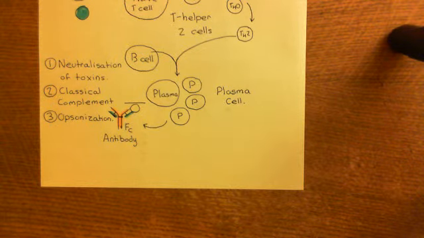Okay, so that is the humoral immune response. That is how we attack extracellular pathogens. In the next video, what we'll do is turn our attention to how we're going to attack intracellular pathogens through the cell-mediated immune response.